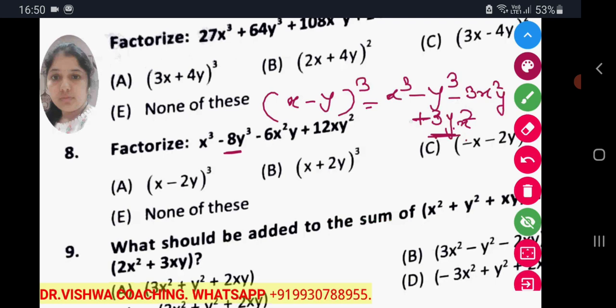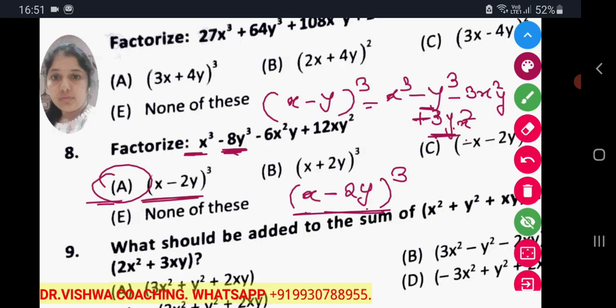Now find out. Here there is x cube in your equation also, so the coefficient of x is 1 only. So you got one term in your factor. Now here y cube is there and here 8y cube is there. So what must be the cube root of 8? It is 2. So your equation will be x minus 2y bracket cube. So answer A is the correct answer.